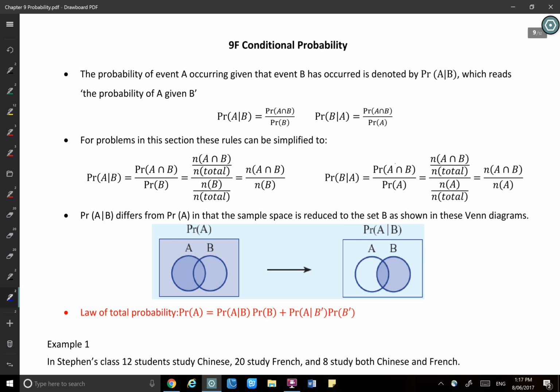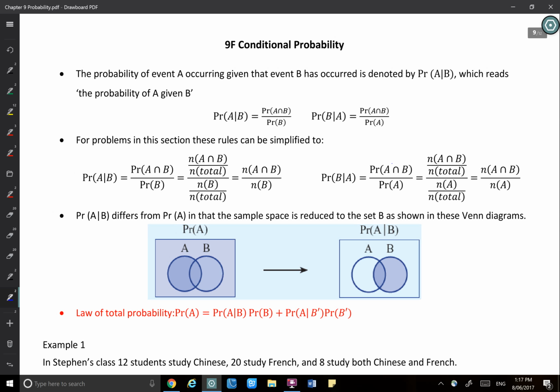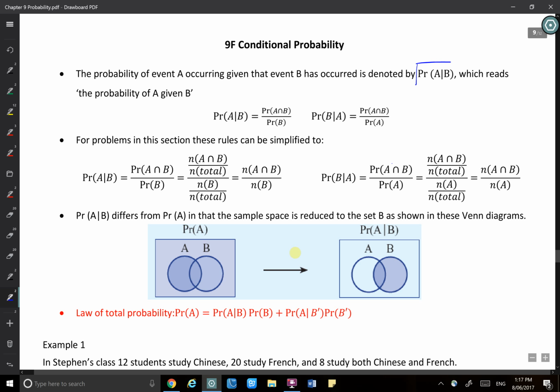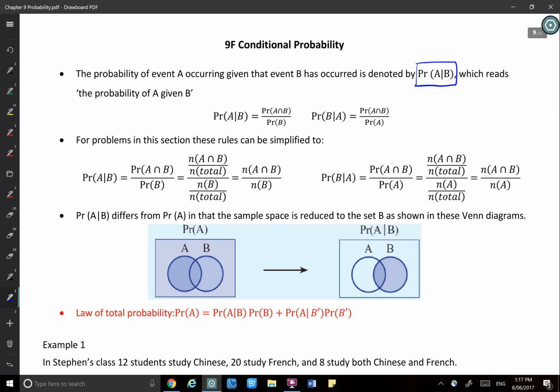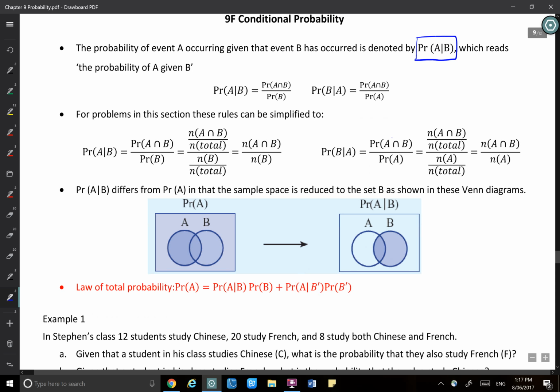Probability. The probability of event A occurring given that event B has occurred is denoted by P(A given B). That's what you're trying to find, which reads as the probability of A given B. It is the probability of event A occurring, knowing that some other event has already happened.